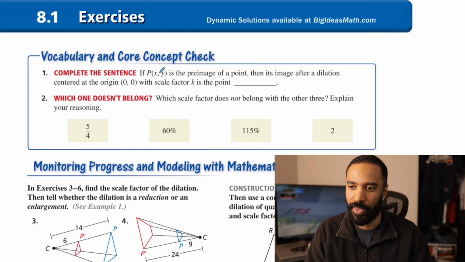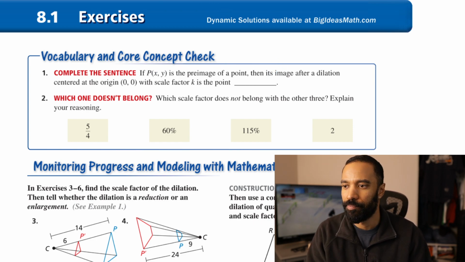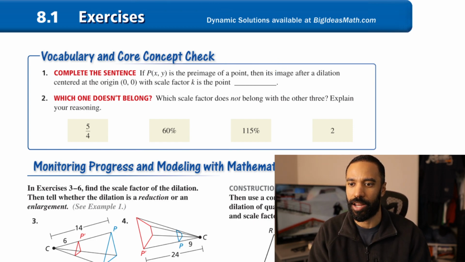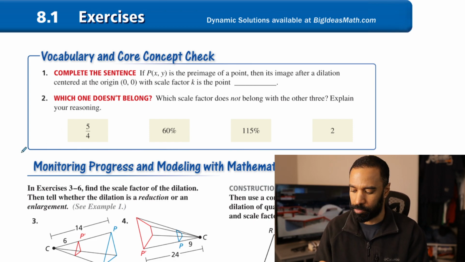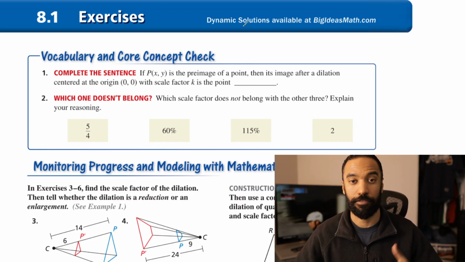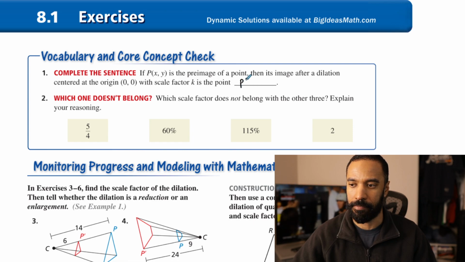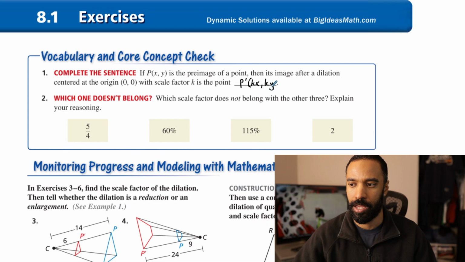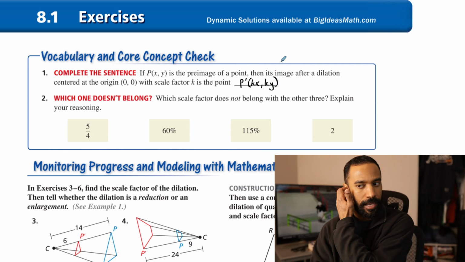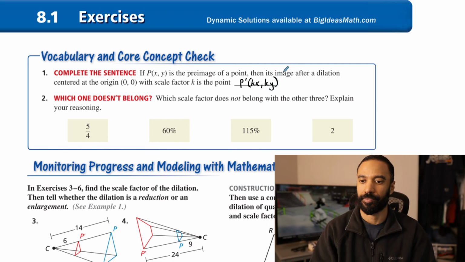If P at (x, y) is the preimage of a point, then its image after dilation centered at the origin (0, 0) with scale factor k, you're going to take, first of all, the point will now be called P prime, and the ordered pair will be (kx, ky). You multiply both of those parts by k, and then you can get the actual point that it is.